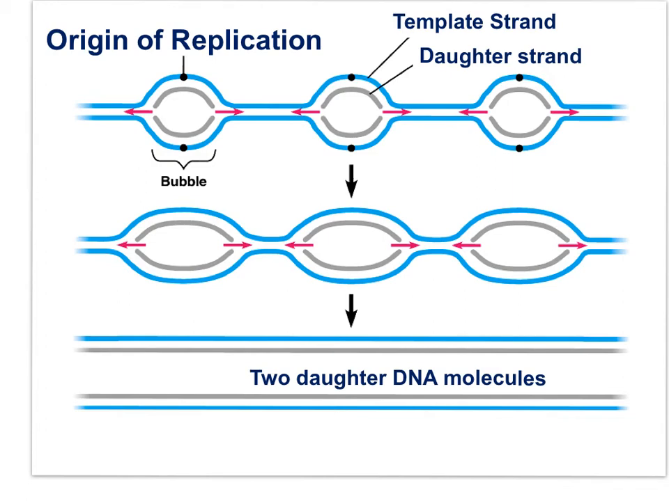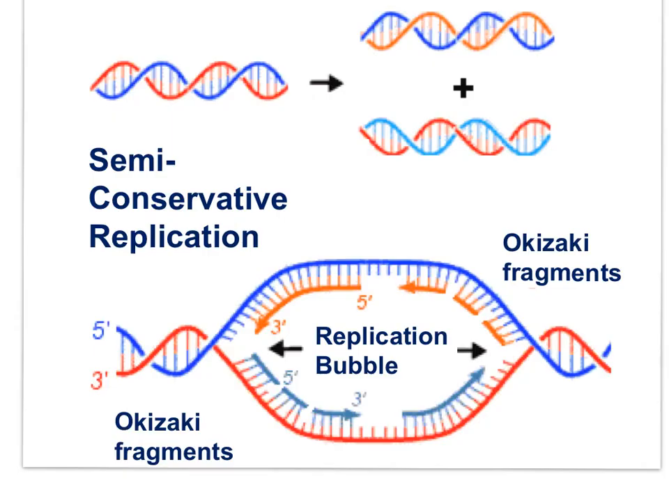As replication occurs, the bubbles expand until the entire chromosome has been replicated into 2 daughter DNA molecules held together briefly by the centromere. Remember that replication is semi-conservative, and you can see that well in this image, where the 2 daughter molecules formed after replication are each composed of a template strand, here in blue and here in red, with the daughter strand as orange and light blue here.